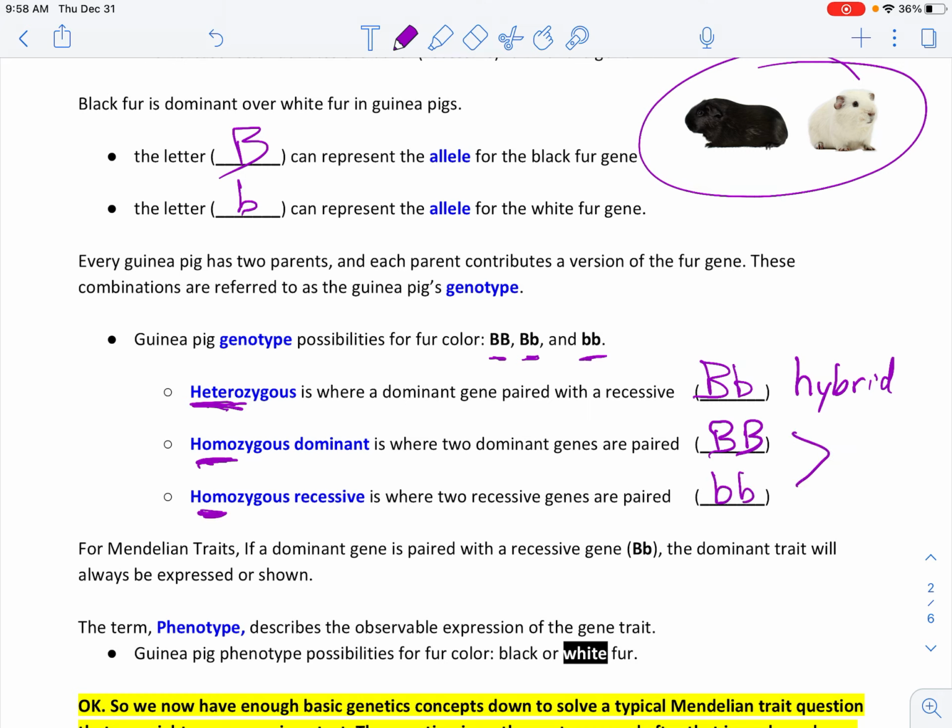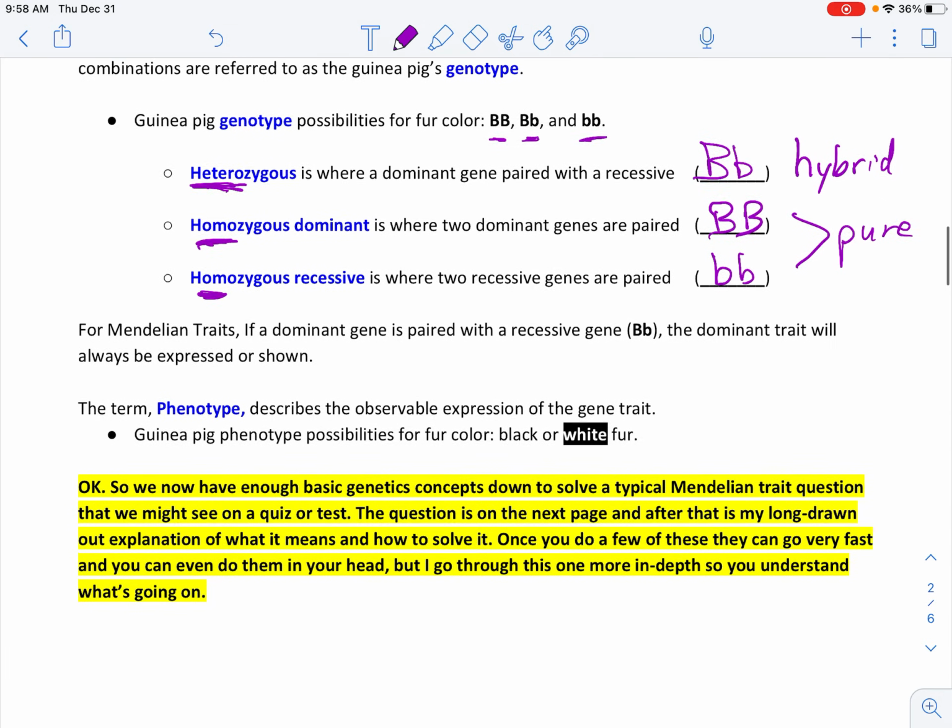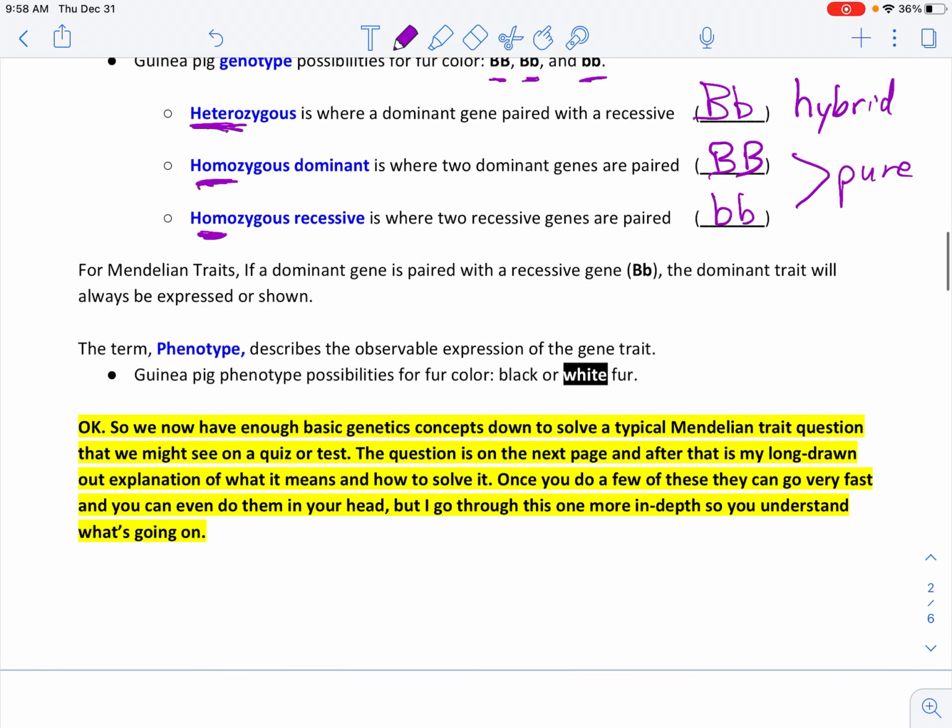And again, homozygous recessive would be the lowercase. And again, sometimes these are referred to as pure, because they are like purebred, meaning it always, or true breeding would be another phrase, because they are both the same. So sometimes you'll see those terms. Okay. So those are the genotypes.